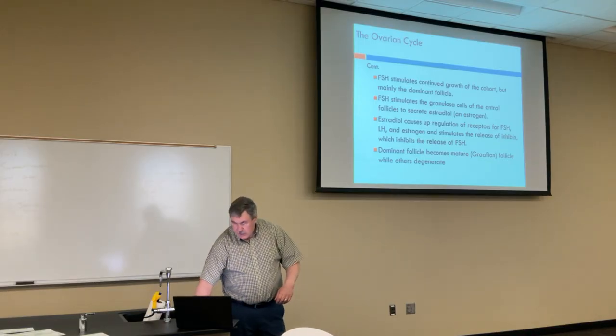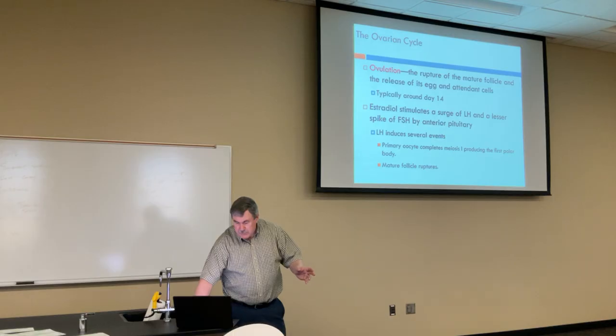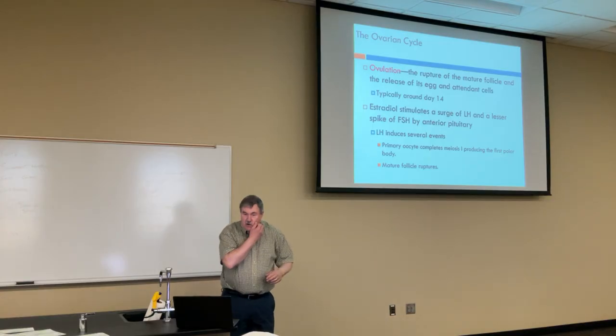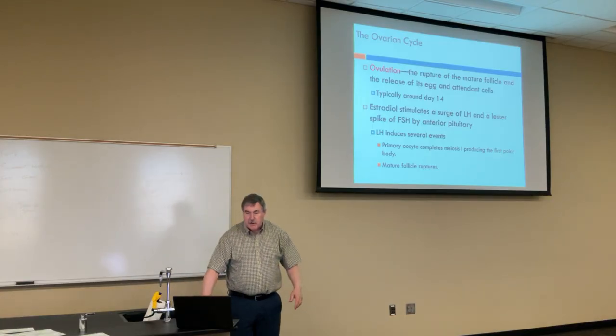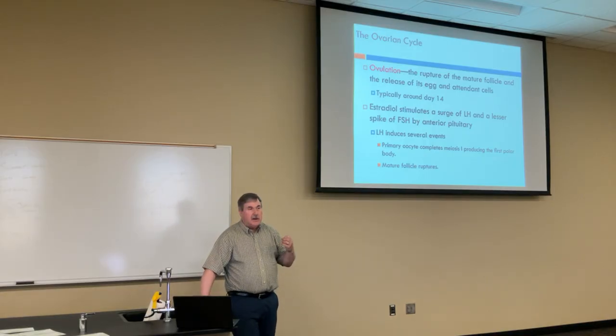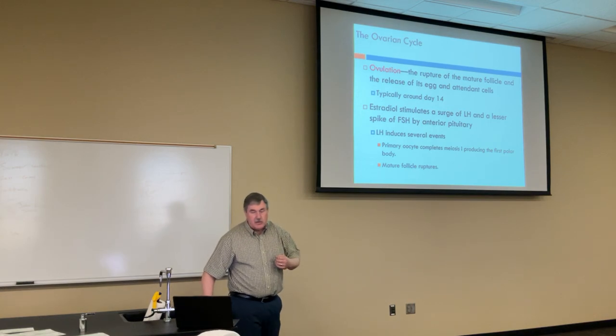Now, actually, I think this will make more sense if we look at a diagram of the feedback cycles in the female reproductive system. So ovulation occurs about the midpoint of the cycle, about day 14. It results from the rupture of the mature follicle and the release of the so-called egg and the attendant cells. Those are the granulosa cells of the corona radiata.